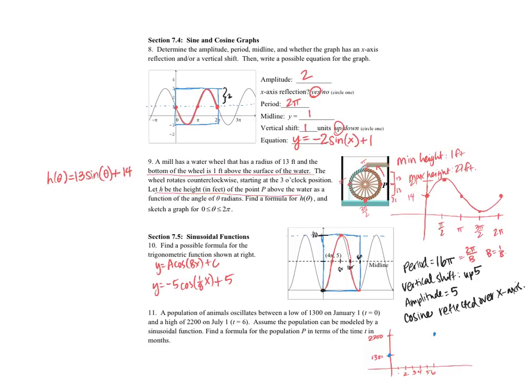And I'm assuming that it's modeled by a sinusoidal function. So if that's the case, then the midline would be halfway through there, and it would hit that midline halfway between 0 and 6, which is at 3. So I can go ahead and sketch that out. All right, and so I want to find a formula for a population P in terms of the time T in months.